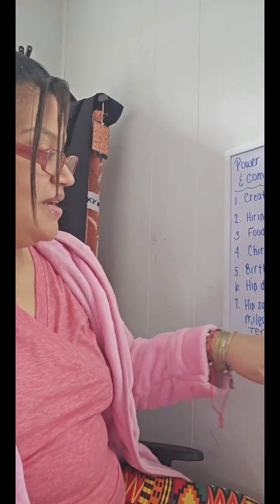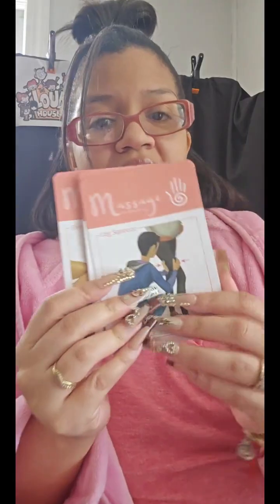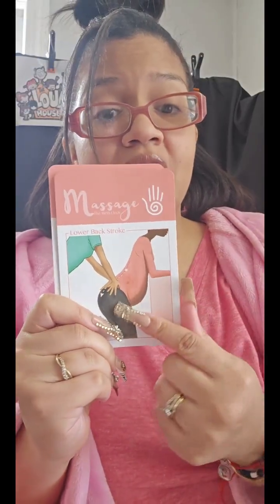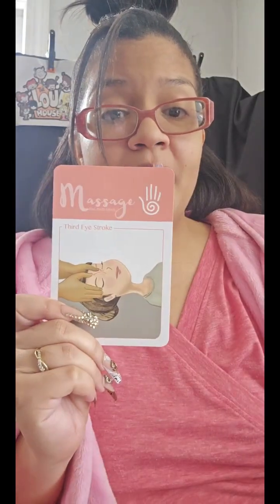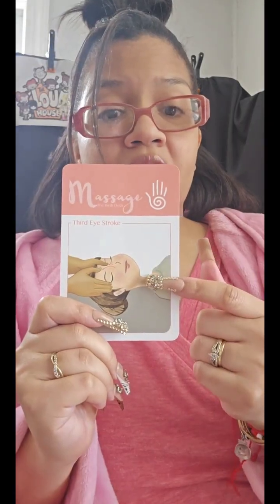Next up is massage and a TENS unit. So massage, again, that's pretty self-explanatory, and there are different cards that show you the different types of massages that you can do. You better learn how to do some back massage if you have somebody that's having a baby that you're going to be supporting. The third eye stroke, little things that are relaxing, foot massage, things like that. So massage is really helpful. And TENS unit.